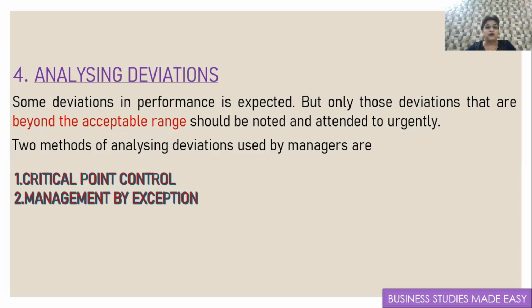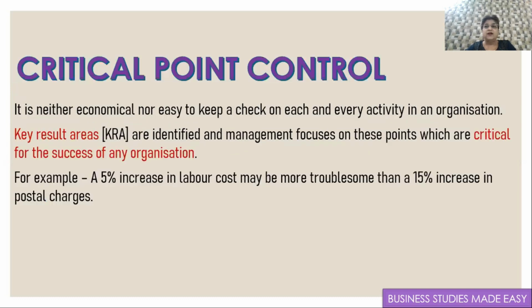Now, there are two methods of evaluating deviations, that is critical point control and management by exceptions. And these are very important. Both of them are very important. First is critical point control. Now, critical point control says that in every organization, identify the key result areas, that is KRA, and the management should focus on that. So each and everything that's taking place in an organization may not be equally important.